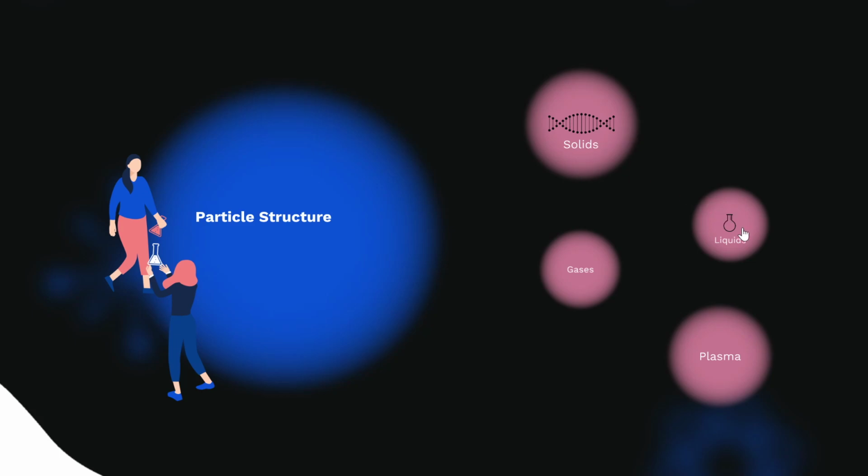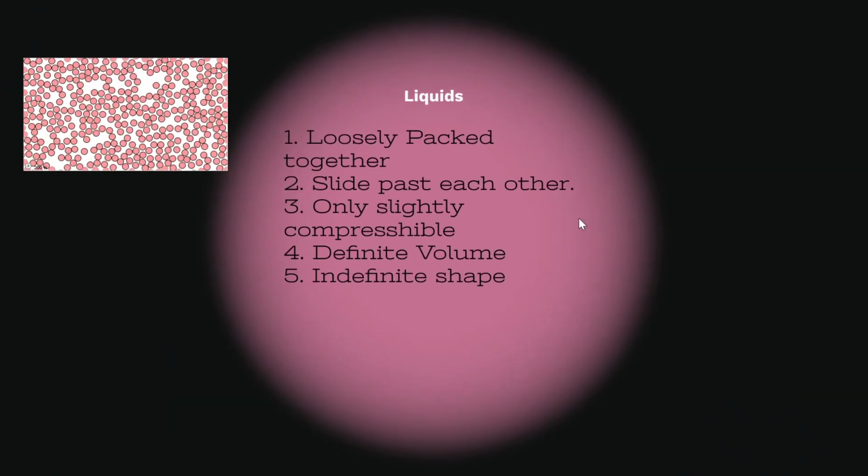And after solids, we're going to go over liquids. Now, liquids are going to be more loosely packed together. And this is another example where we have an image of the liquids. And you can see that some of them are pretty close together, but there's some free space in between here.